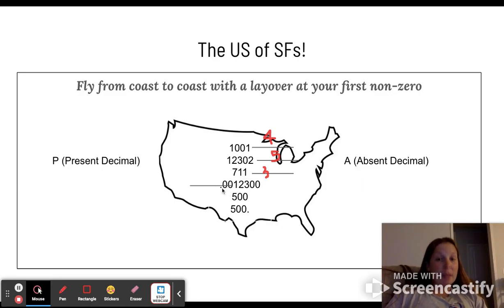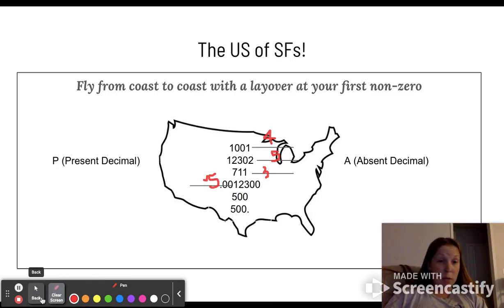Here, we've got a present decimal, so you see that decimal in the front, but we don't stop till our first non-zero. As you can tell, my line went through these first 2, which means they are not significant. So we've got 1, 2, 3, 4, 5. These 2 at the end, though, did not get marked out, which means they are significant. So we have 5 sig figs there.